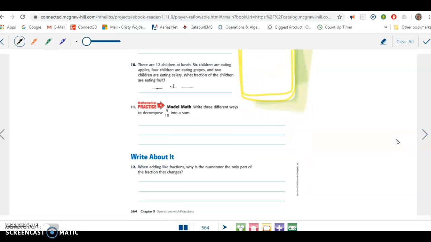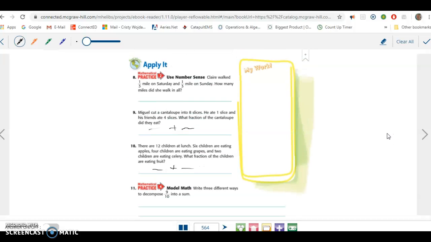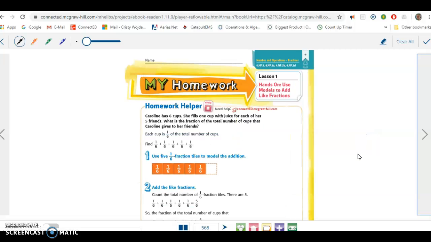So this is what you should be working on today, and I would suggest you spend half an hour on this. If you can get through these pages, awesome. If you can get through the homework, that's even better. If you finish all of that, you can go ahead and look at the games and the worksheets. There are some challenge activities in there as well.